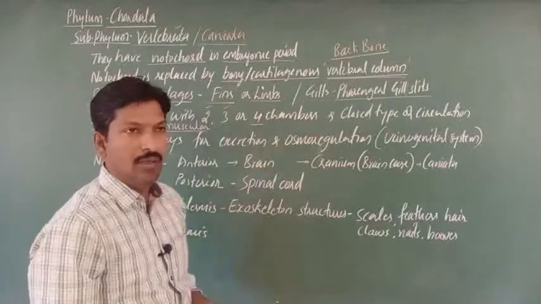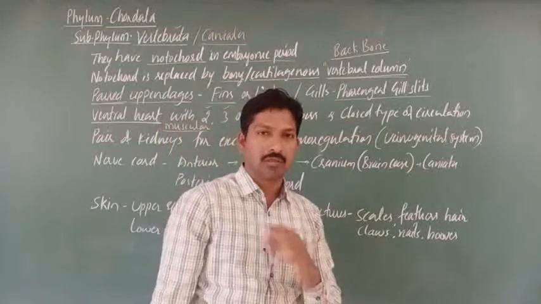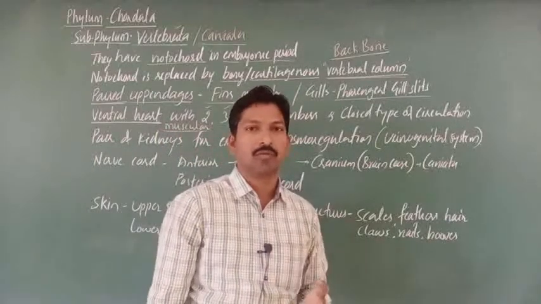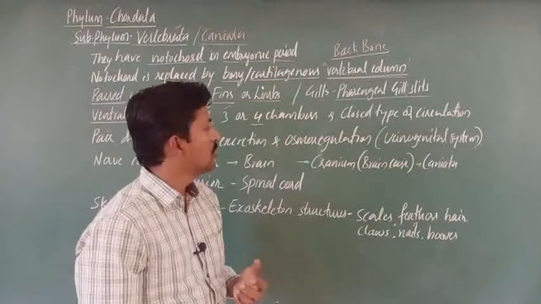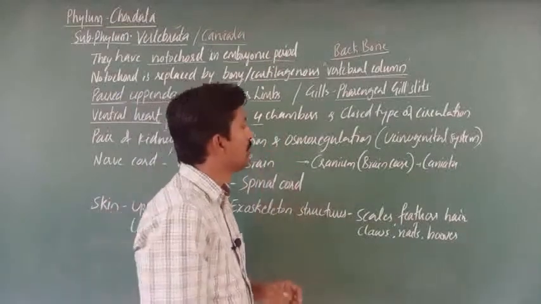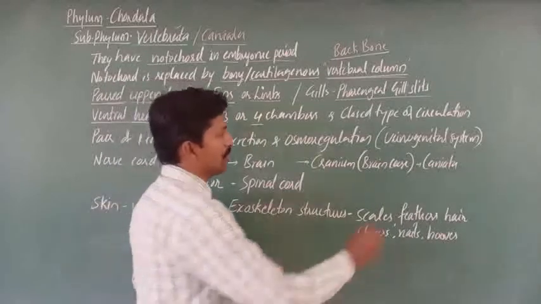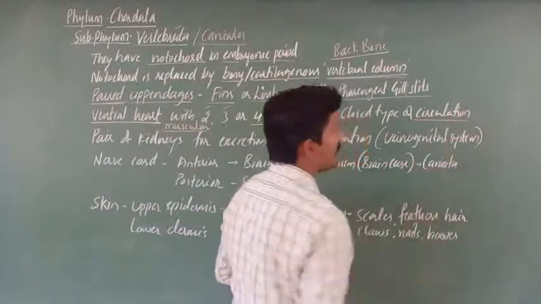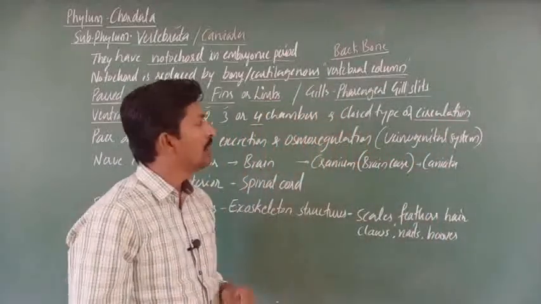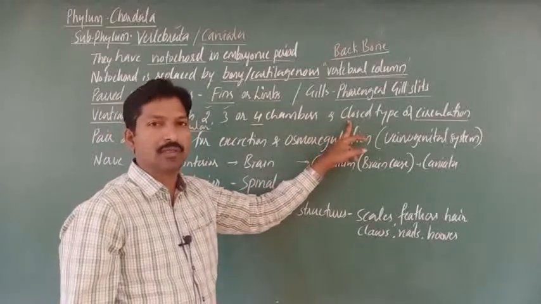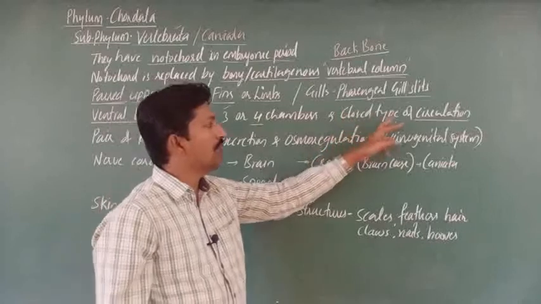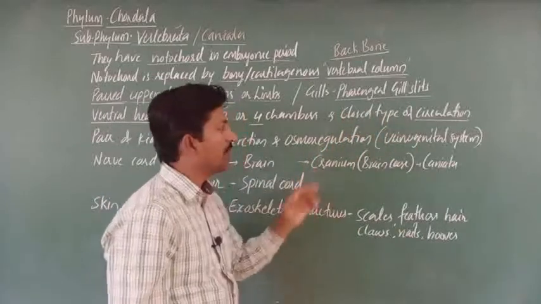And the vascular system or circulatory system, what we call for the transportation of materials. There is one more system, that is the circulatory system. This circulatory system is closed type, because blood flows in the vessels, hence we call it a closed type of circulation, right.